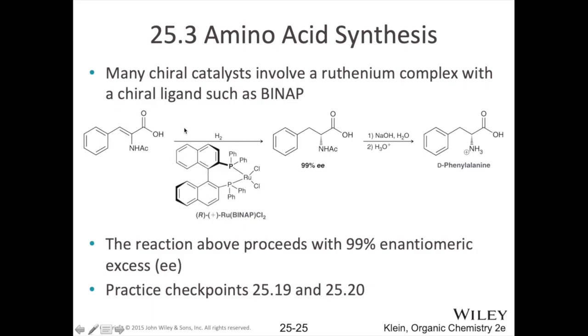So it selectively puts the hydrogen on only one side of this carbon-carbon double bond. We see here that we have a 99% enantiomeric excess. So we have about 99.5% of our product as this enantiomer, and only 0.5% is the other enantiomer. Again, you can take this product and do a few more reactions to convert it into the corresponding amino acid.